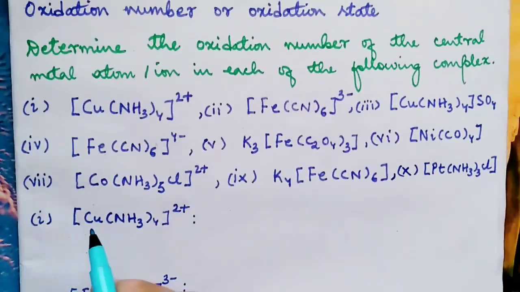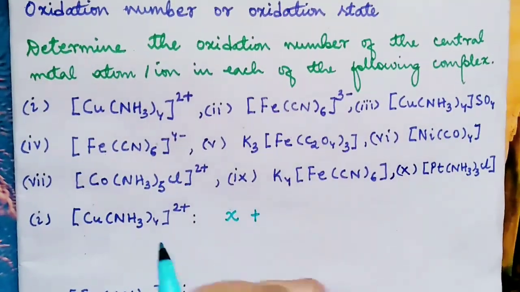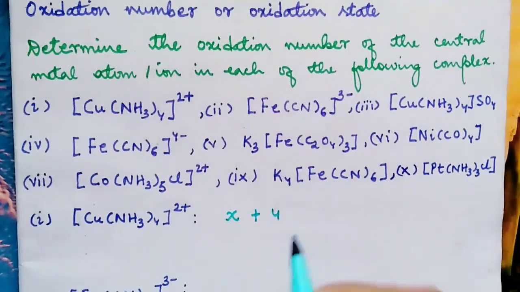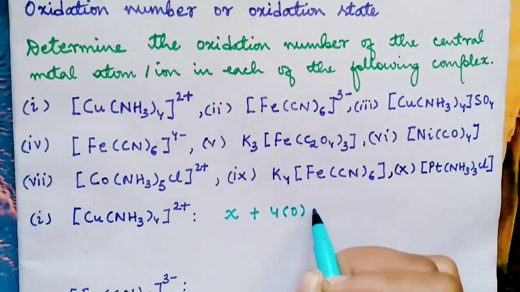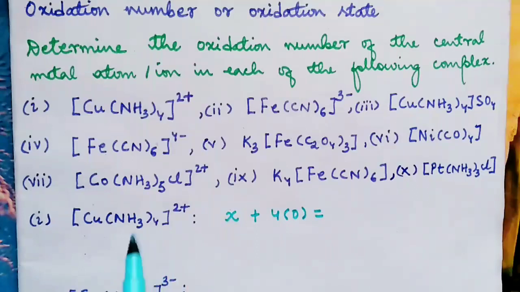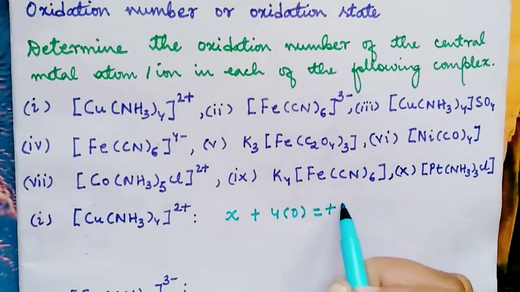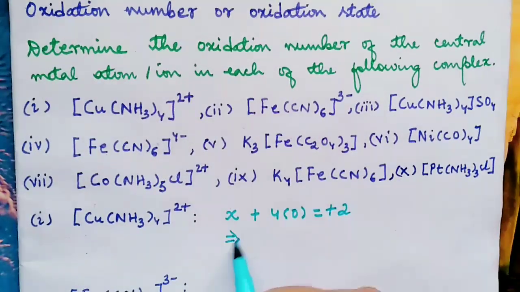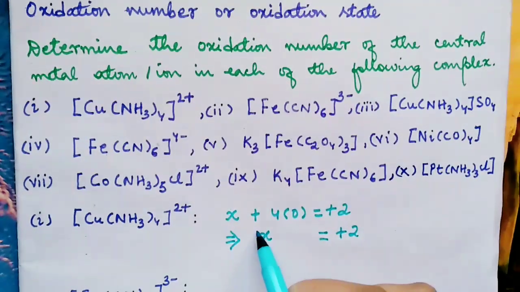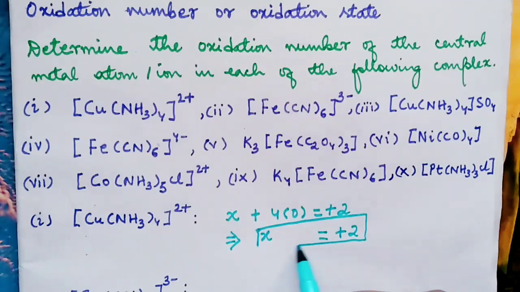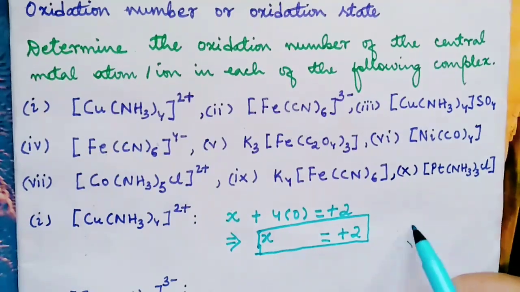So how to do that? Let us denote that one by X. Plus 4. What is the charge carried by the NH3 molecule? It is 0. And then equate it to the charge on the coordination sphere, that is plus 2. So from here our X would be what? Plus 2. So plus 2 is the oxidation state or oxidation number of the central metal ion.